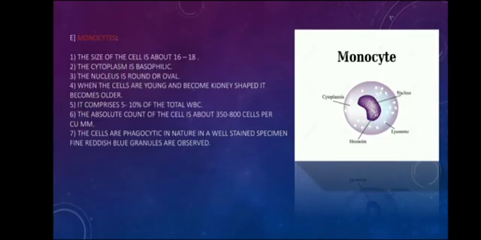Next one is monocytes. In the monocyte, the size of the cell is about 16 to 18 micrometer. The cytoplasm is basophilic. The nucleus is round or oval when the cells are young and becomes kidney shaped as it becomes older. It comprises 5 to 10% of the total WBC. The absolute count of this cell is about 350 to 800 cells per cubic millimeter. The cells are phagocytic in nature. In a well-stained smear, fine blue granules are observed.